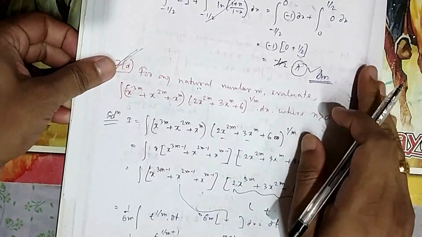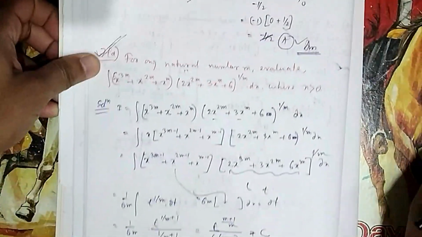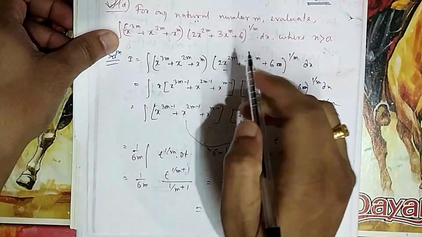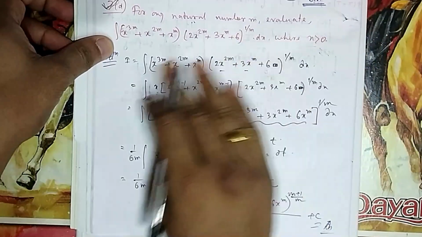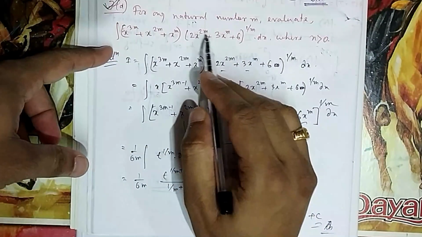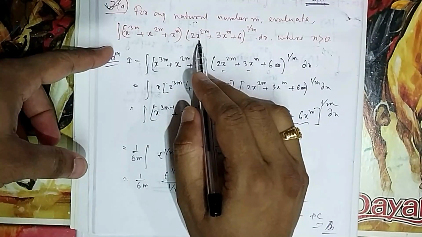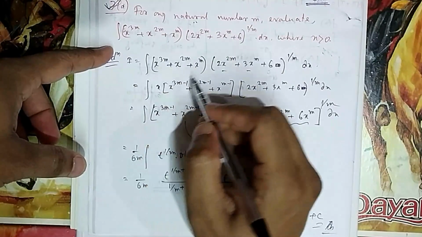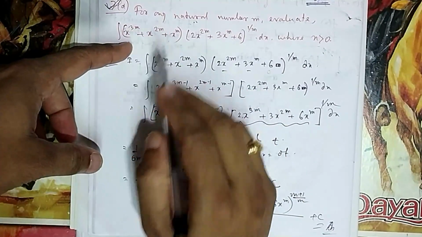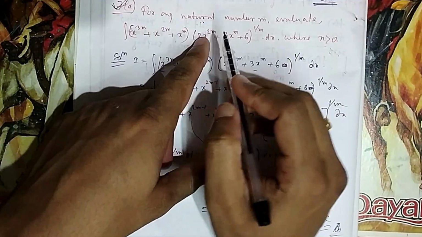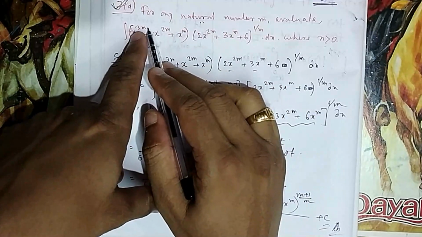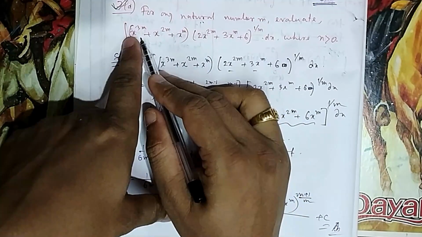Next, if you come to question number 7d, what is asked in 7d? For any natural number m, evaluate this, where x is greater than 0. Now you see here, it is to the power 1 by m. It is there: x to the power 2m, 3x to the power m. Here it is x to the power 3m, x to the power 2m, and x to the power m. Now, if I can somehow send one x inside, it will be 3m and 3m minus 1. So its differentiation will be coming here.